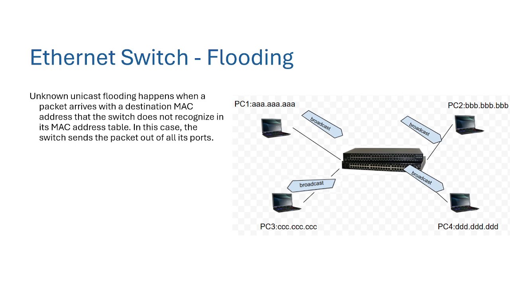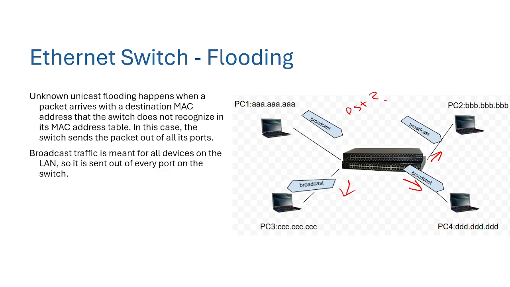Unknown unicast flooding happens when a packet arrives with a destination MAC address that the switch does not recognize in its MAC address table. So PC1 is sending traffic to PC2, and the switch doesn't know where the destination is, because it's not in the MAC address table. In that case, the switch sends the packet out of all its ports. It will send it to PC3, to PC4, and to PC2 as well.